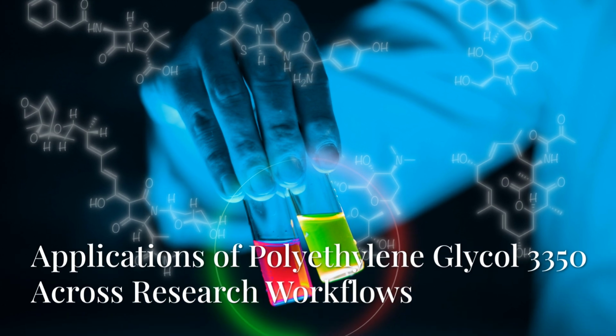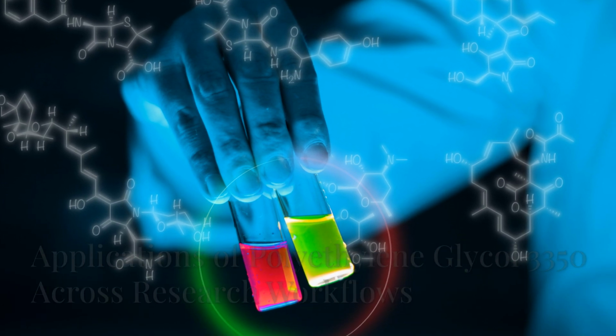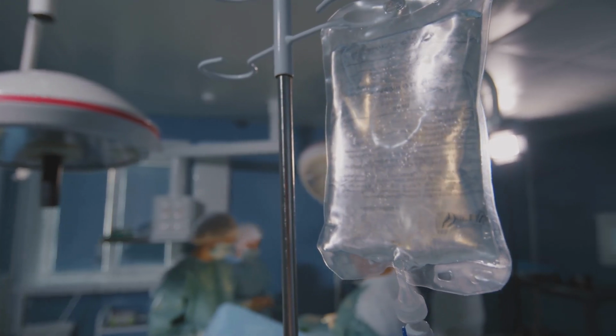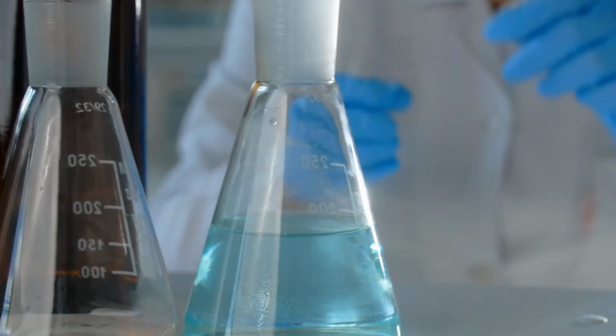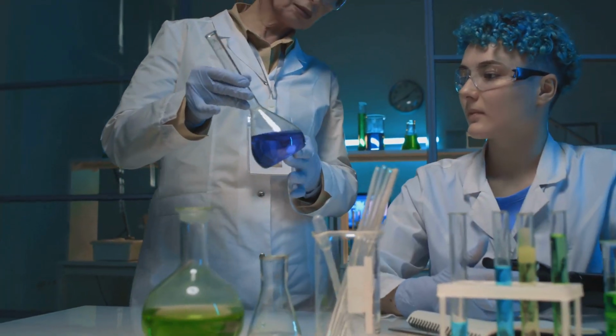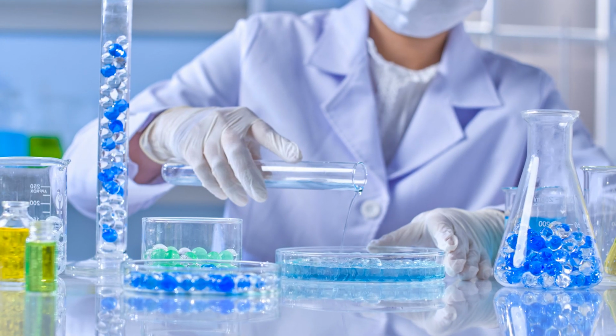Applications of polyethylene glycol 3350 across research workflows. Polyethylene glycol 3350 is commonly used in sample preparation, polymer studies, viscosity adjustment, and early formulation screening. Its predictable hydration really makes it valuable when developing delivery prototypes and stabilizing systems during research.